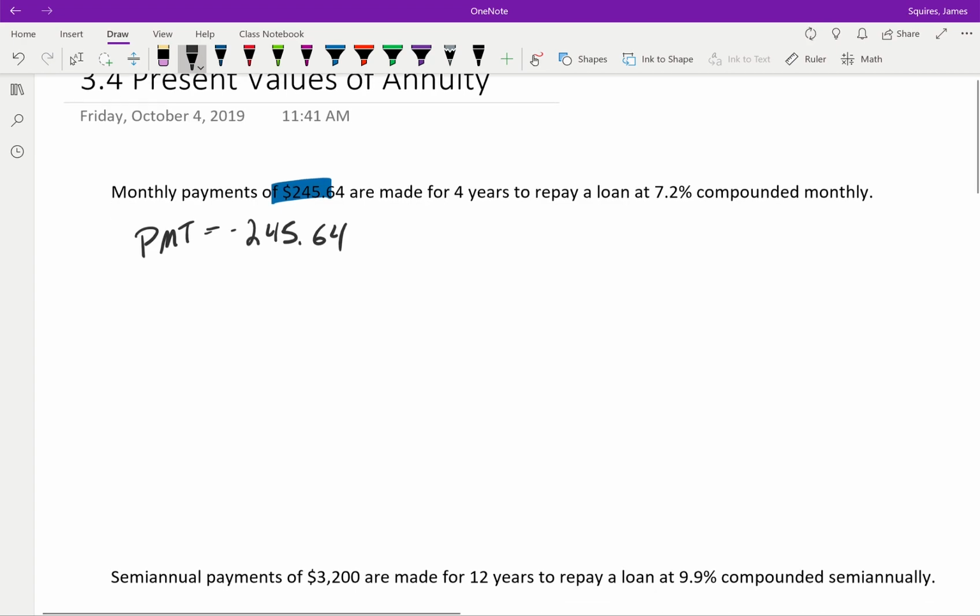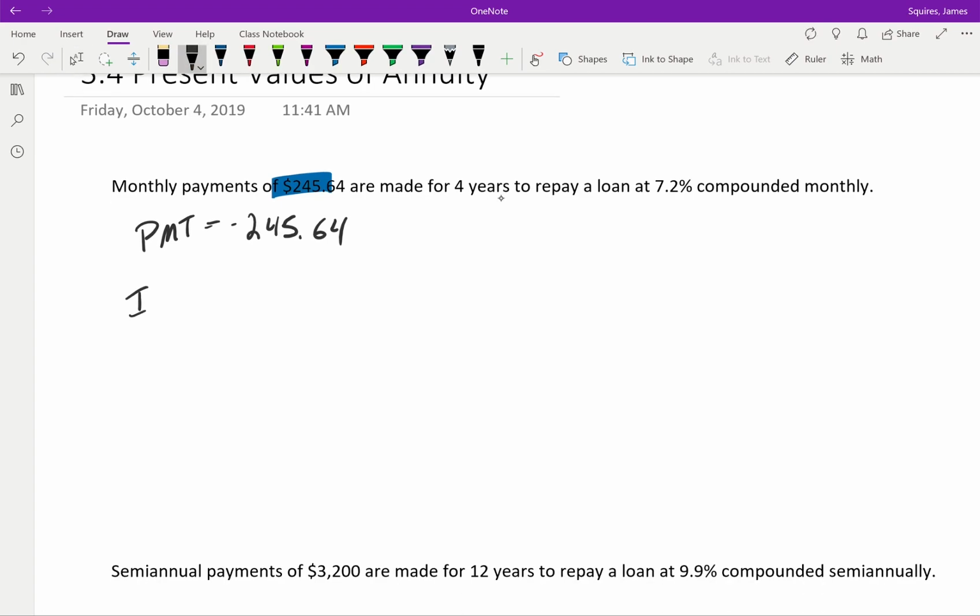Notice it's negative, and that is because $245.64 are leaving us. So to indicate that cash flow is going outwards, we have to denote that that's a negative. Our per compounding interest rate will be R divided by M. In this case, that's 7.2 divided by 12. Because we're making monthly payments, our M is equal to 12. And the number of time periods we're going to have, that's always M times T. In our case, that is 12 times 4, over 4 years.